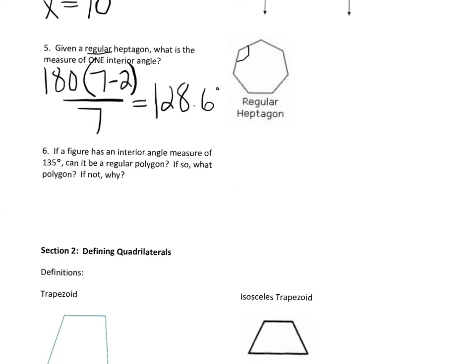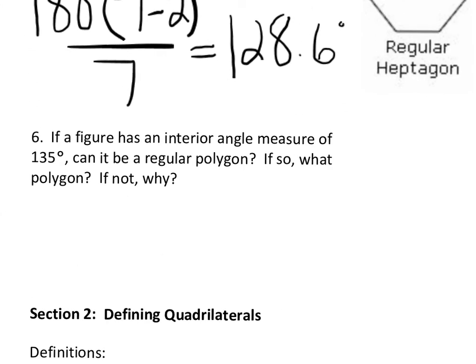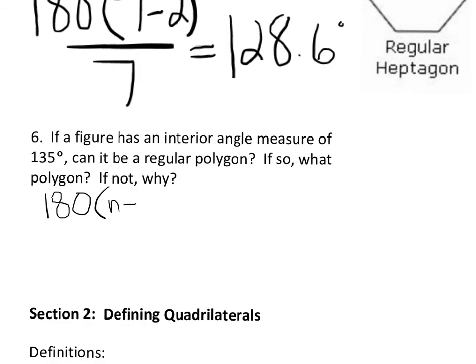So for this one, we can set up our equation. We just have some different givens and unknowns. So we know one of the measures is 135, but we don't know how many sides there are. So we would have this: n sides, we're saying the sum is 180 times n minus 2, and then if we divide by the number of sides, we should be able to get that one interior angle measure. So let's see if this works out.